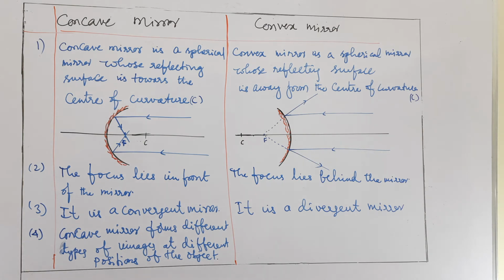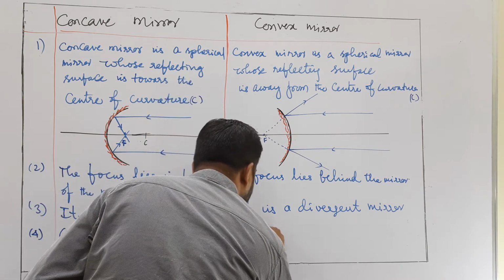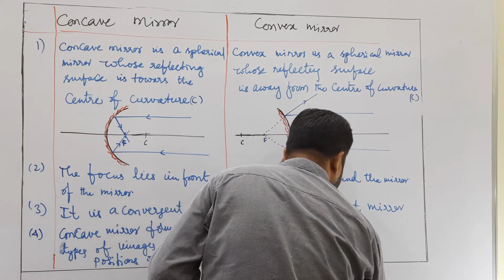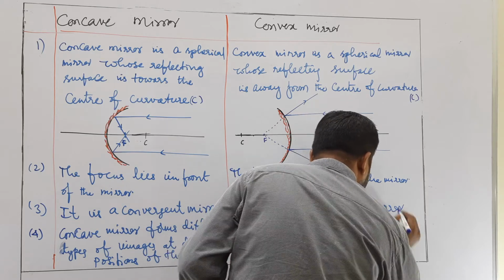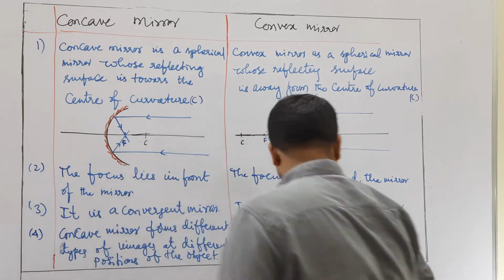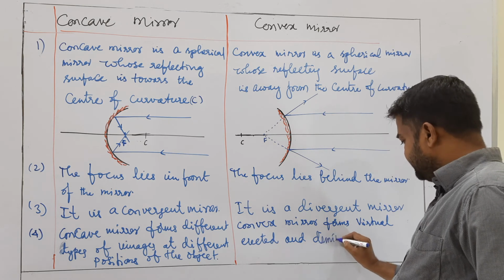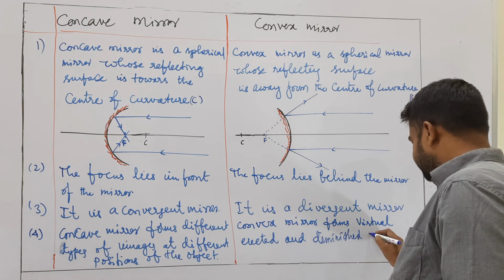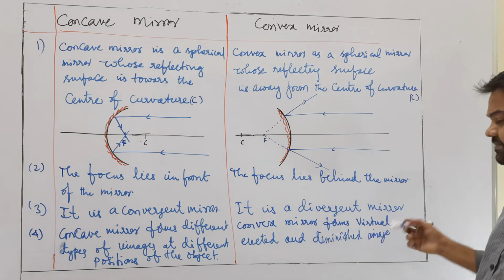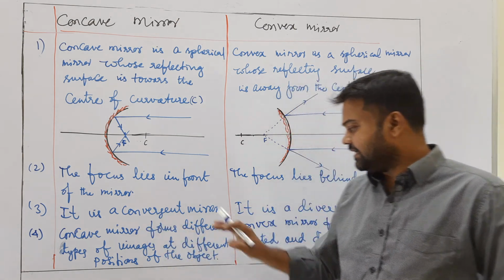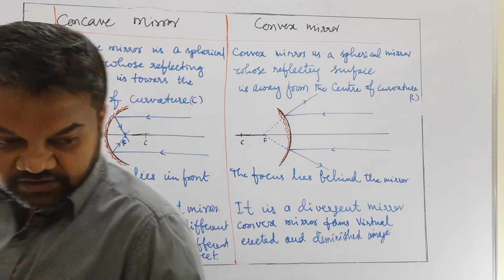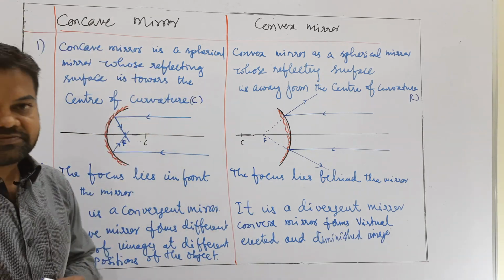And last, the convex mirror forms a virtual, erect and diminished image. Whereas in the case of the convex mirror it always forms a virtual, erect and diminished image, in the case of the concave mirror it can form different types of images at different positions of the object. Okay, this is what we have, the differences between concave mirror and convex mirror.